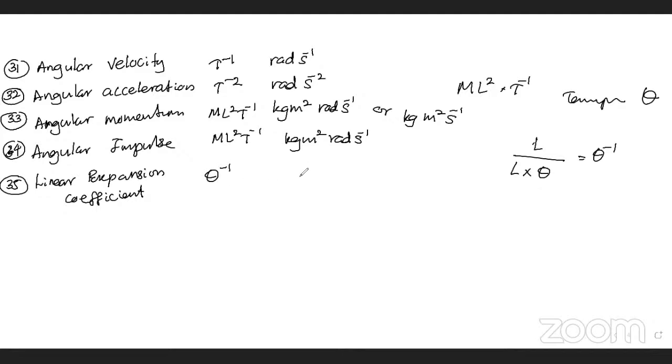Its unit: the unit of temperature change in SI is measured in Kelvin. So its unit is per Kelvin, or we can use per Celsius.